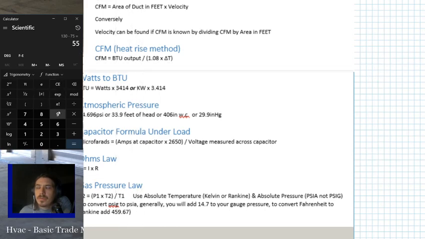So our 55 degrees times 1.08 is 59.4. Clear that out. Remember the number, 59.4. 90,000 divided by 59.4 would give us 1,515 CFM.